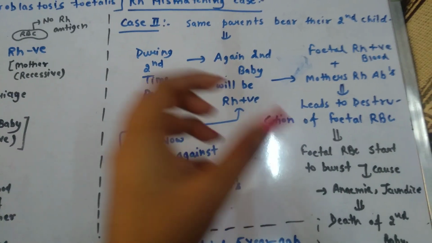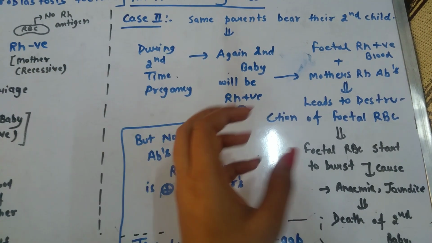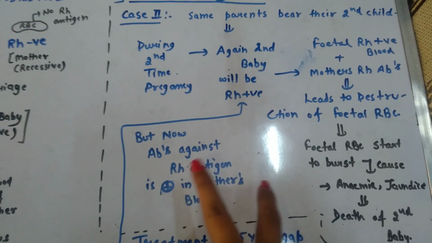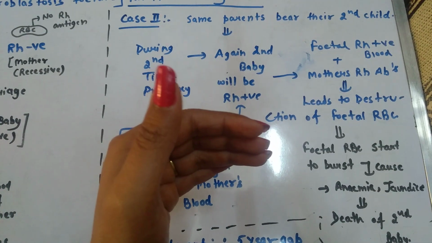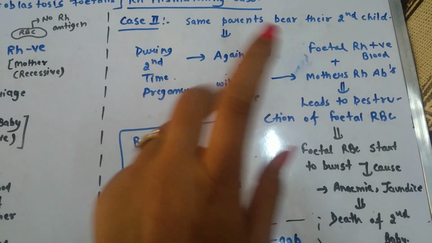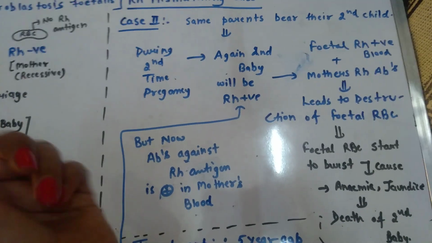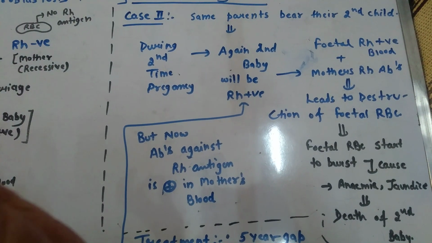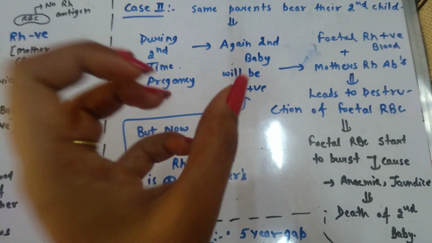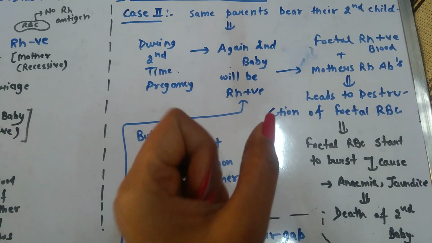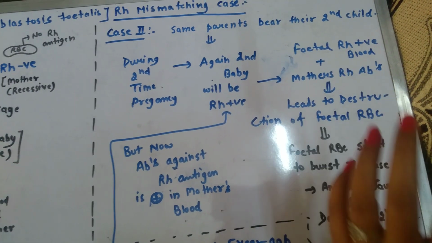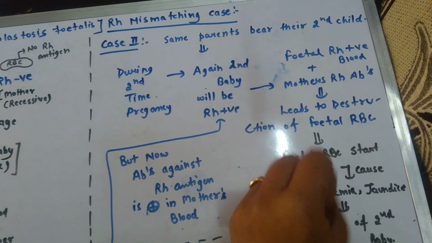But now what happens? In the mother's blood, antibodies against the Rh antigen are already present. So now they will counter the Rh positive antigen of the baby. These antibodies start to cross the placenta and start the destruction of the RBCs of fetal blood, because the Rh antigen is present on the fetal RBCs, and in the mother's blood, antibodies against the Rh antigen are also present. So the antibodies attack the Rh antigen, and it leads to destruction of the RBCs of the fetal blood.